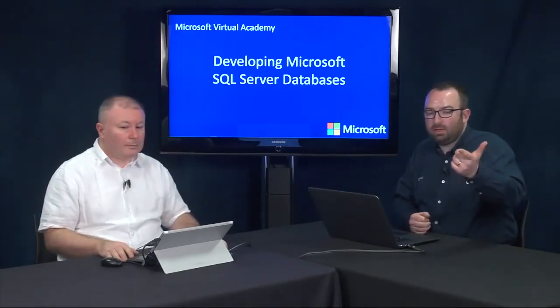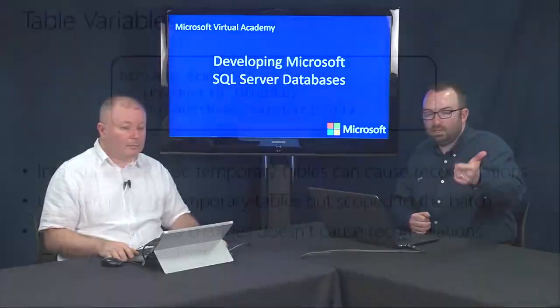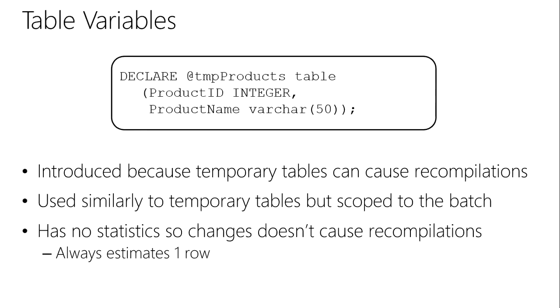But because, as in the next bullet, the estimates are always one row, it can be very effective for small data sets. Because if you've got 10 rows and the optimizer estimates one row coming out of that table, then that's fine. But if you've got 100,000 rows and the optimizer expects one row, that can change the way that SQL Server optimizes the code that you're running.